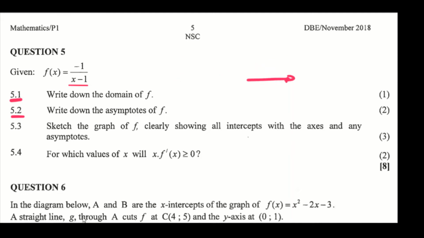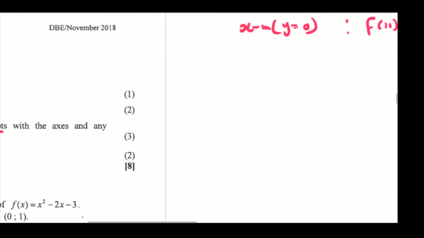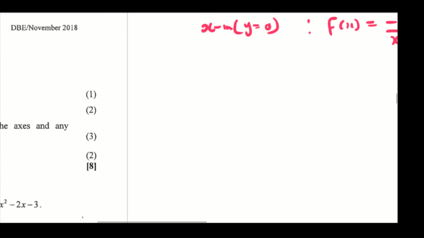Now we're going to do 5.3, which says that we must sketch the graph of f, clearly showing all intercepts with axes and asymptotes. I'm just going to draw the graph on this side here. But before we draw the graph, we need to identify our intercepts. For x-intercepts, y is equal to 0. Remember that we have our function f of x equals minus 1 over x minus 1. Just to confirm, yes, that's how our function looks.